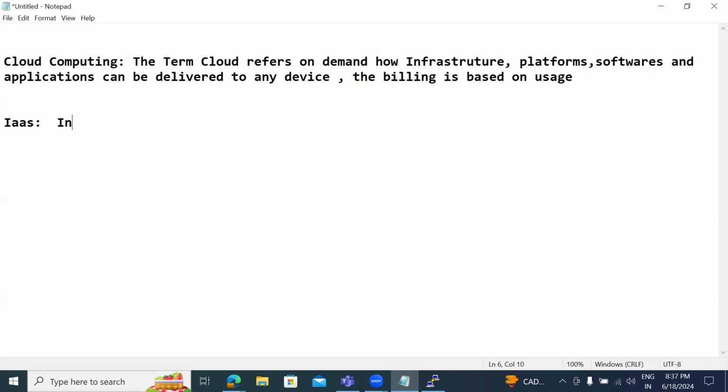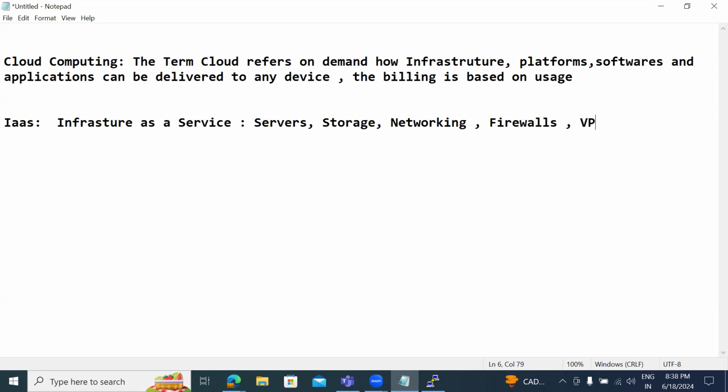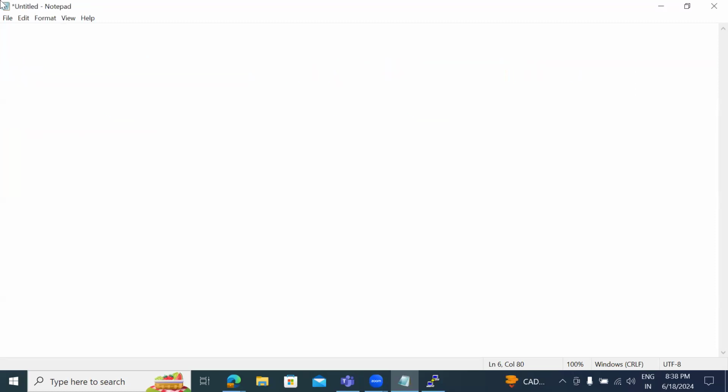So what are we going to get from IaaS? IaaS stands for infrastructure as a service. Here we are going to get the servers, storage, networking, firewalls, then VPNs. In the networking, we are getting switches, firewalls, hubs. A lot of networking resources and many other resources we are going to get from the cloud.